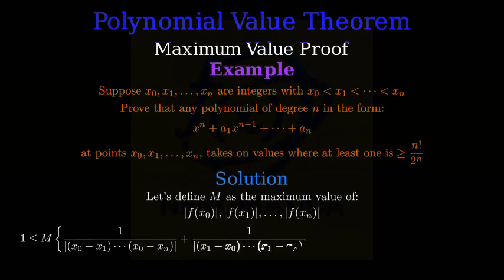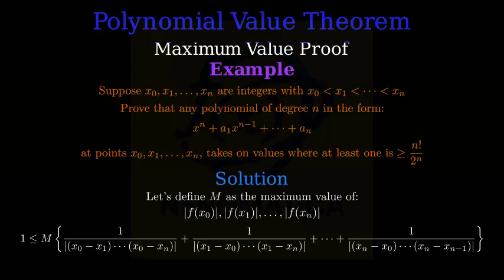The key insight in this proof is to establish a relationship between m and a specific expression. Let's look at the first inequality we need. 1 is less than or equal to m times the sum of 3 fractions. The first fraction is 1 divided by the product of x sub 0 minus x sub 1, x sub 0 minus x sub 2, and so on until x sub 0 minus x sub n.